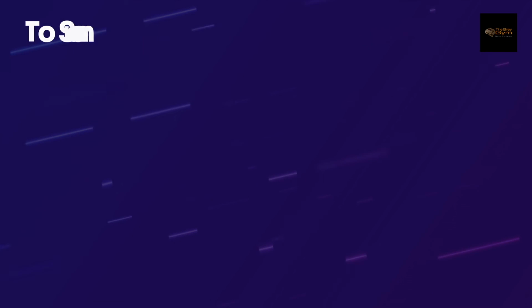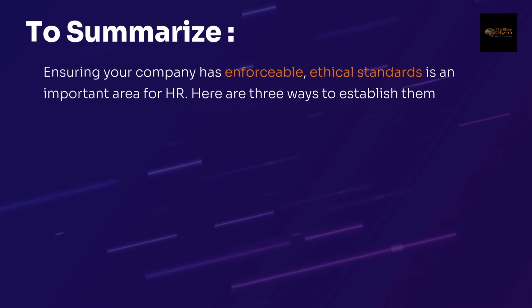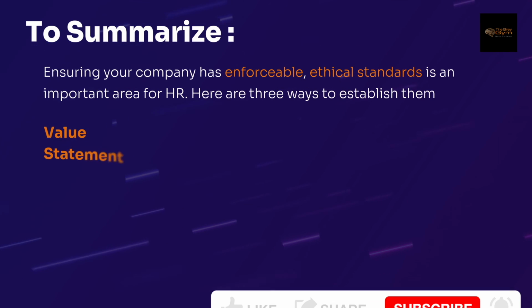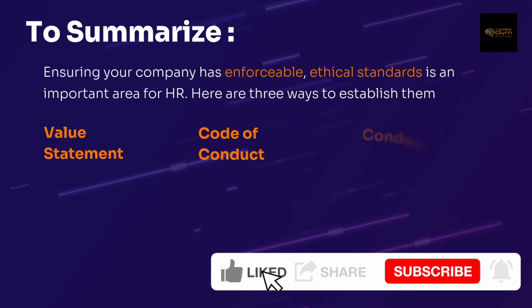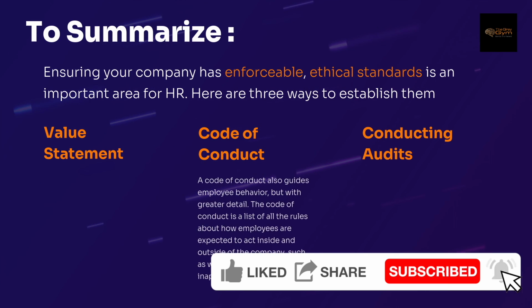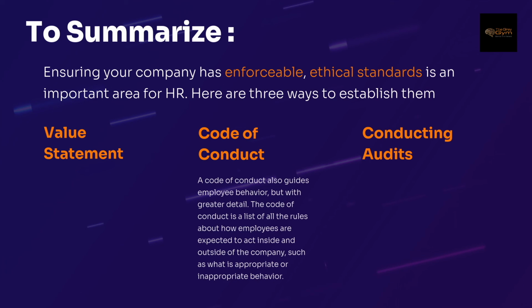So to summarize, ensuring your company has enforceable ethical standards is an important area for HR by establishing value statement, code of conduct, and conducting audits for the HR team. A code of conduct also guides employees' behavior, but with greater detail. The code of conduct is a list of all the rules about how employees are expected to act inside and outside of the company, such as what is appropriate or inappropriate behavior.